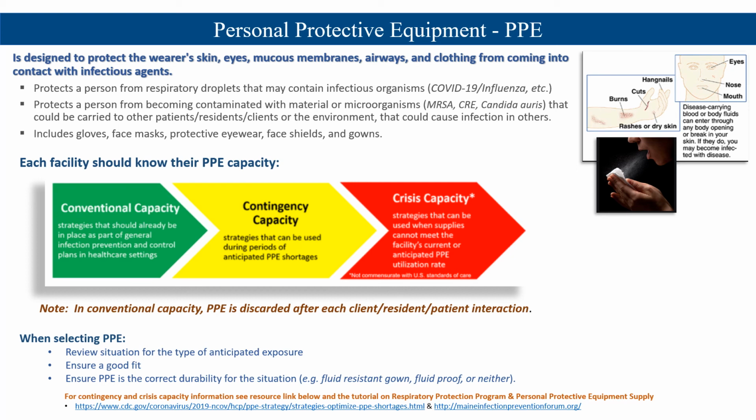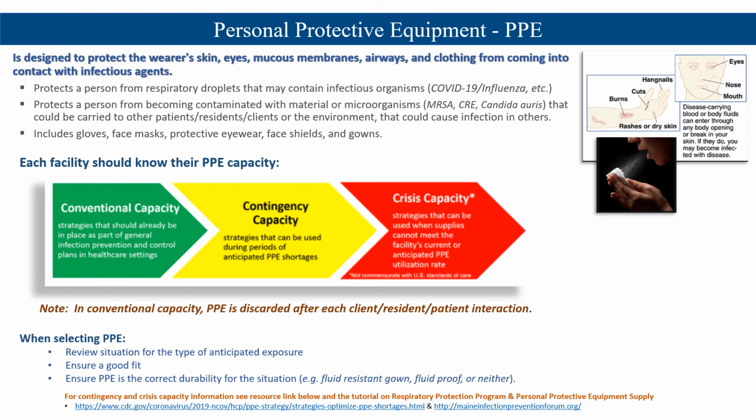So if you are in conventional capacity, it doesn't mean that you automatically start implementing the practices of limited reuse of N95s. And so that would be wearing the N95s for multiple repeated interactions with different patients, residents, or clients under specific circumstances. And so really looking at what is my capacity, what is my supply, do I need to implement any supply strategies? And so kind of understanding this entire process.